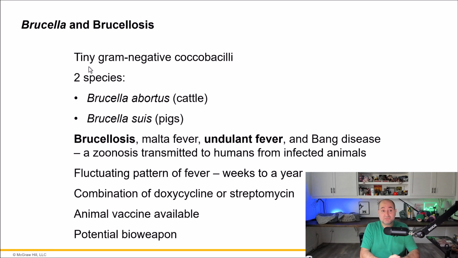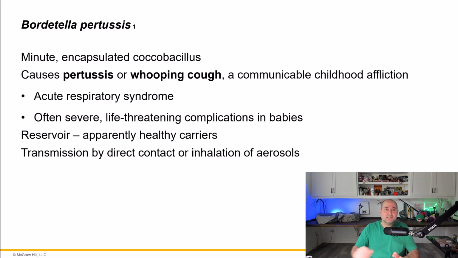Next, you should remember that we learned about Brucella, and brucellosis is also known as Malta fever, undulant fever, and Bang disease. It's a zoonosis that's transmitted to humans from infected animals. We also learned about this. This one's so important. Do you remember Bordetella pertussis?